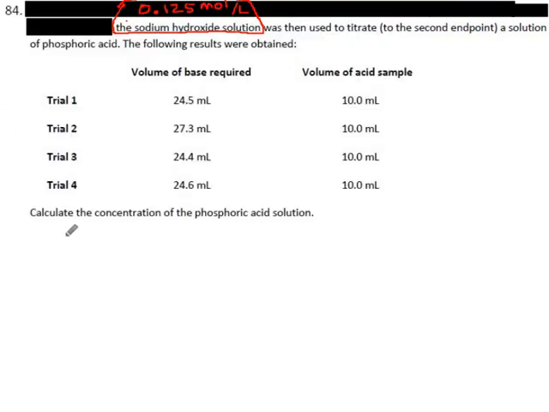So we have phosphoric acid, H3PO4. We're adding hydroxides to it. Now we could add up to 3 hydroxides and knock this all the way down to phosphate, but they say they only do it to the second endpoint, which means we're adding 2 hydroxides. This gives up 2 hydrogens. It ends up here, and that should produce 2 waters.